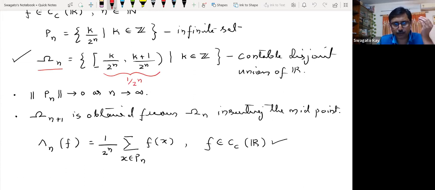Which point would you like to choose? Well, I am choosing the left-hand point. So this x is actually some k by 2 to the power n. Am I making sense? Is this clear to you what I'm trying to say?